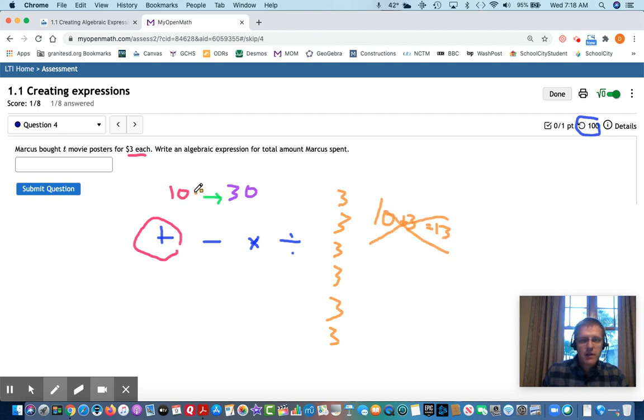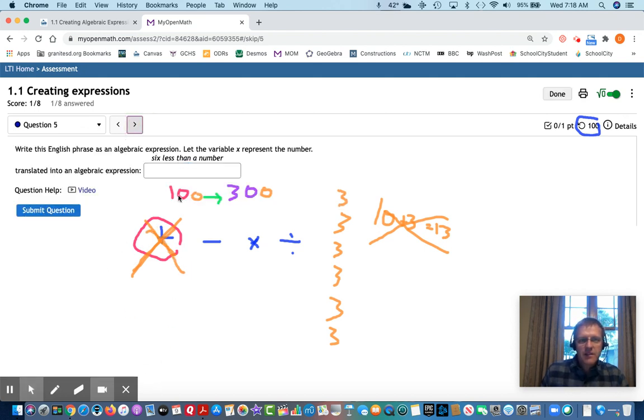Let's make it even bigger. What if it was 100 posters? Wouldn't that cost you $300? It would. So it's not plus. All right, I'll let you think about that.